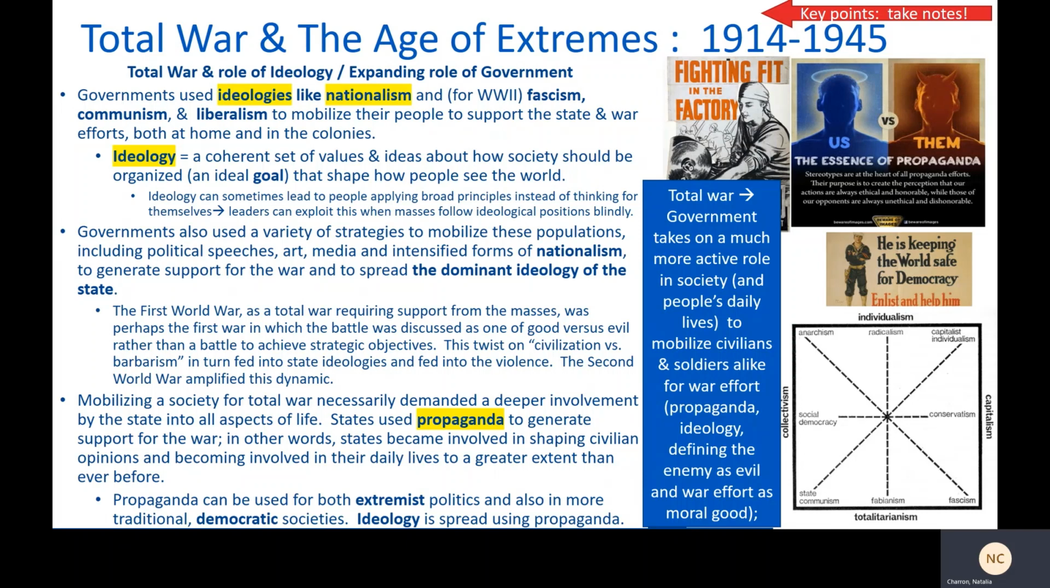And propaganda is an interesting thing because it can be used for extremist politics, almost as a brainwashing kind of tactic, but it's also pretty common in more traditional democratic societies too. And it is a key vessel for spreading ideology. So the main idea here is that total war leads to the government taking on a much more active role in society and in people's daily lives to mobilize civilians and soldiers for the war effort, using propaganda, ideology, defining an enemy as evil, and the war effort as a moral good. So pause this slide here, get some of these key ideas in your notes, and then press play again.